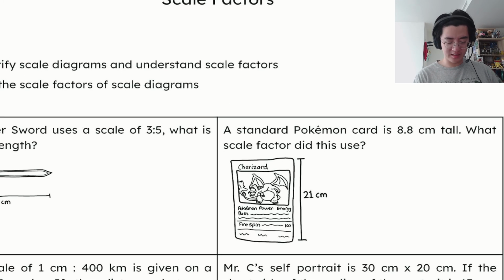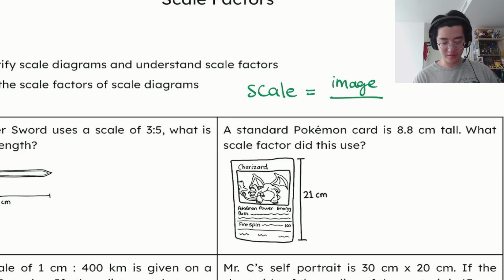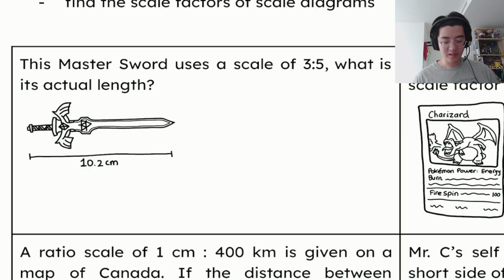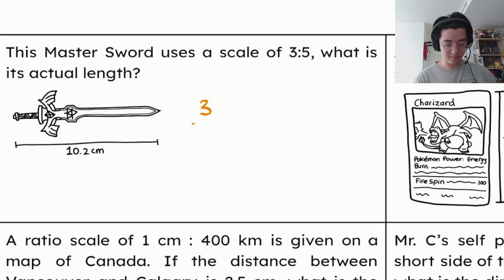As a reminder, a scale factor, or scale, equals the image divided by the original, or the actual. Think of it as the new thing divided by the old thing, or the new measurement divided by the old measurement. So let's take our little Master Sword, for example. We're given a scale of 3 to 5. As you remember, a ratio just means division, so the ratio of 3 to 5 is the same thing as 3 over 5.